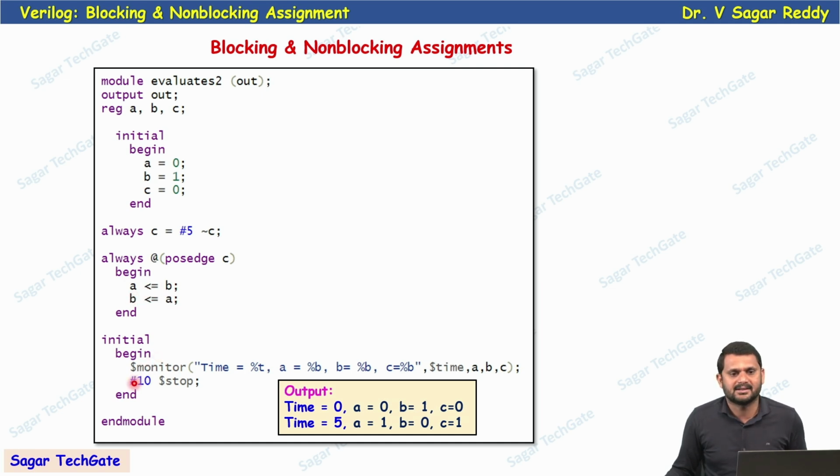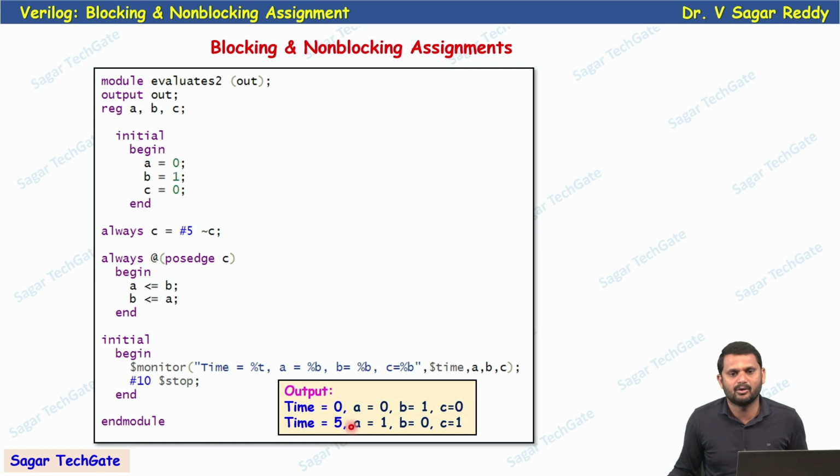Now next, at time 10, $stop. So at 5, 6 there is no statement, and at 7, 8, 9, 10 there is no statement. Yes or no? At time step 10 we use the $stop. Now we are stopping this simulation. Understood? We are holding this simulation. We pause the simulation. If you write $finish, we complete the simulation, you close everything. $stop means just pause, hold the simulation.